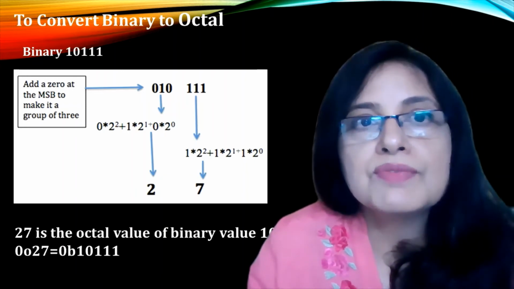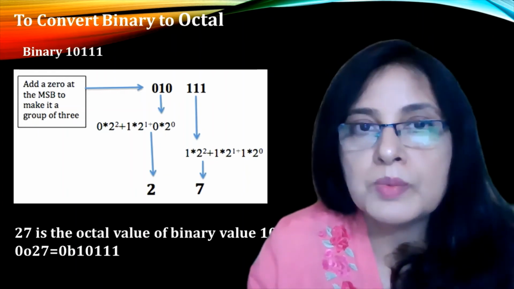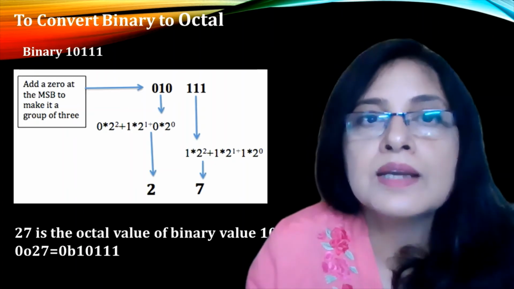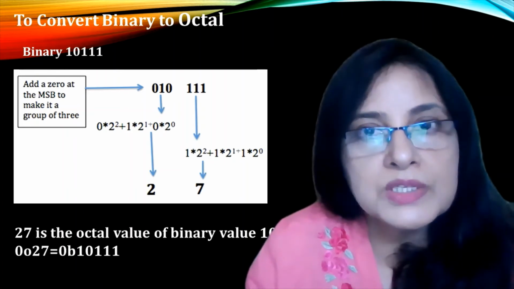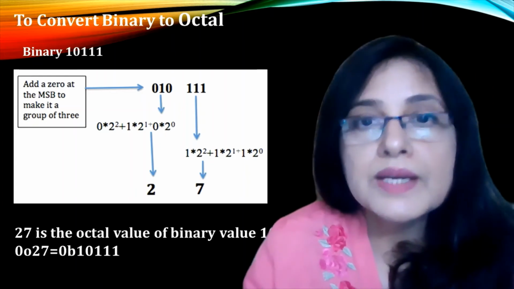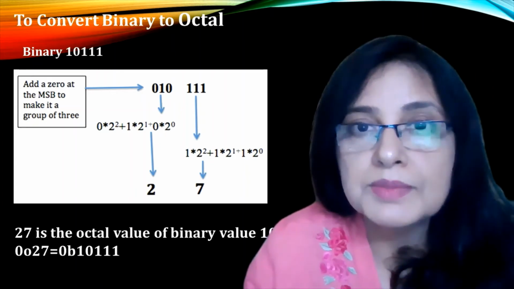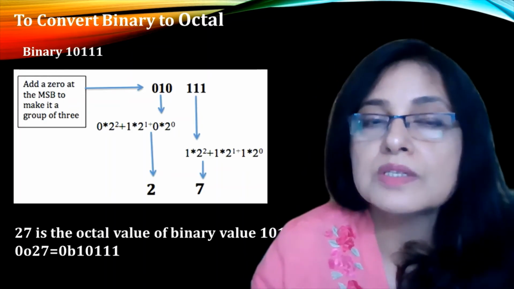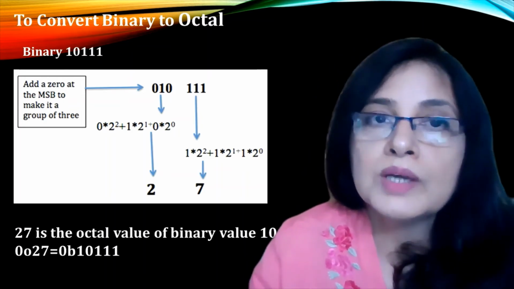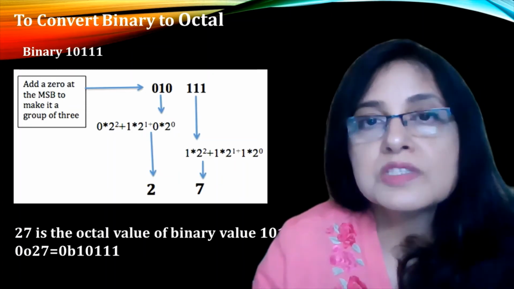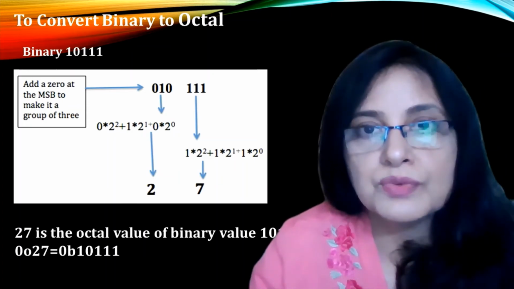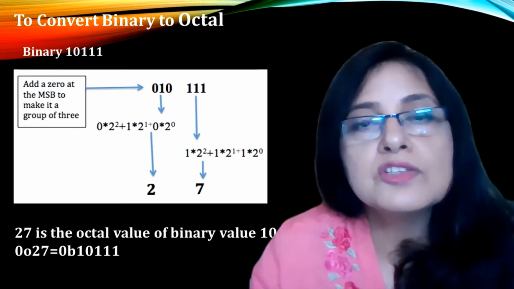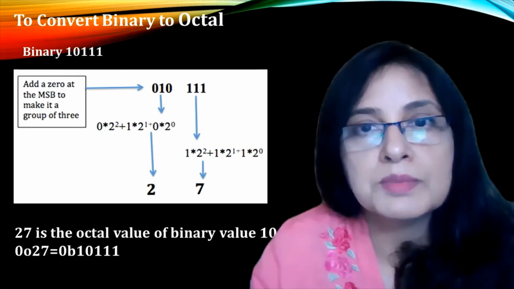So here we have 10111, which we divide into 2 groups of 111 and 10, to which we've added another 0. We then convert it into its decimal version, and here we get the answer 27, which is the octal value of the binary 10111. So it's pretty simple and straightforward. We take the number apart into groups of 3, and each time we convert it into its decimal form.